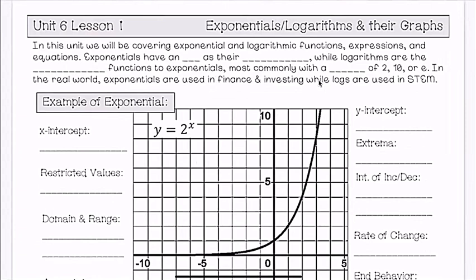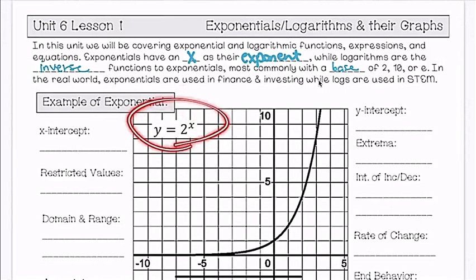Exponentials have an blank as their blank, while logarithms are the blank functions to exponentials, most commonly with a blank of 2, 10, or e. Up here at the first blank, it says exponentials have an x as their exponent. So it's very easy to see when we're looking at an exponential equation or function because you'll see the x appear as the exponent. While logarithms are the inverse functions to exponentials, most commonly with a base of 2, 10, or e.